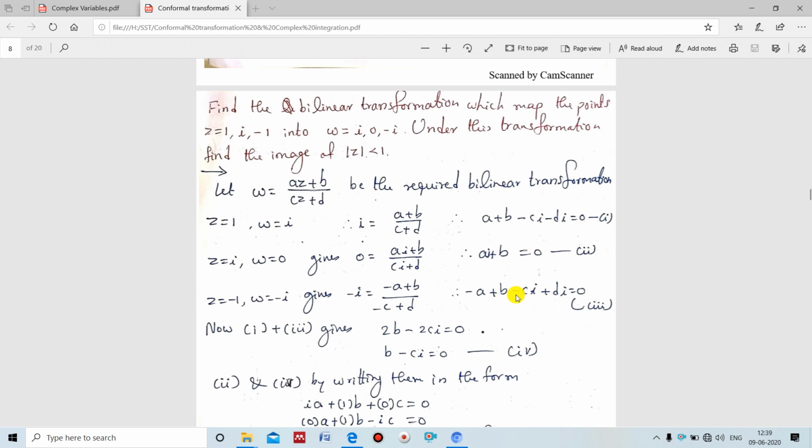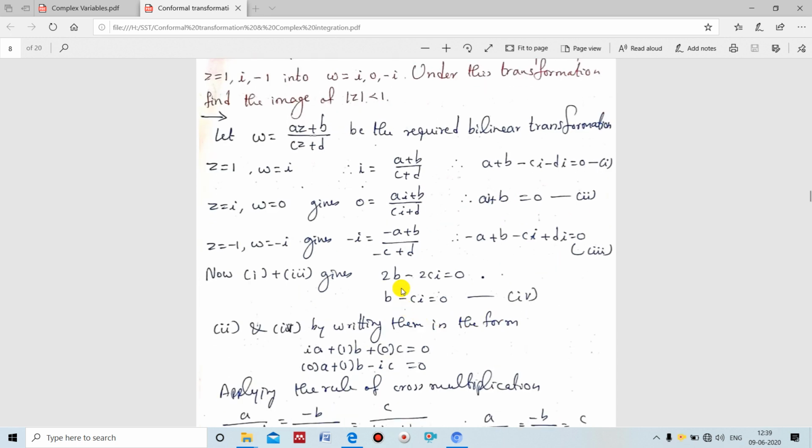So first you take any two equations, then make 3 unknowns. So here I have taken 1 and 3, adding 1 and 3, plus a minus a cancel, b plus b is 2b, minus ci minus ci is minus 2ci, di will be cancelled. We get 2b minus 2ci is equal to 0, b minus ci is equal to 0. It is equation number 4. Now it contains two unknowns.